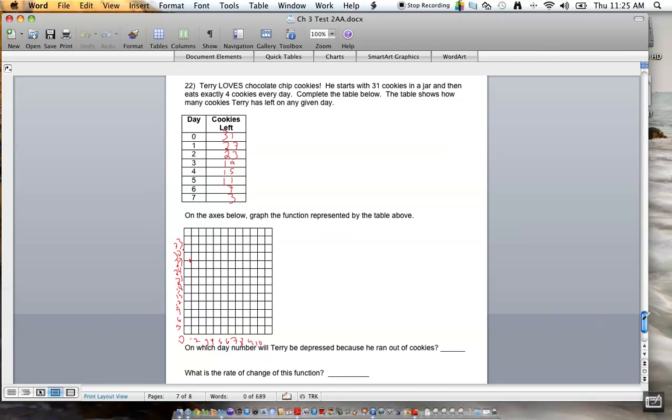So day 1 is exactly on the mark. Now the next one is day 2, 23, which is right here. Then it's 19, which, if that's 18, 19 is a little above that. And then it would be 15, which is a perfect point right there. Then 11, which is about here. Then 7, about here. And then it would be 3. And then I draw the line.